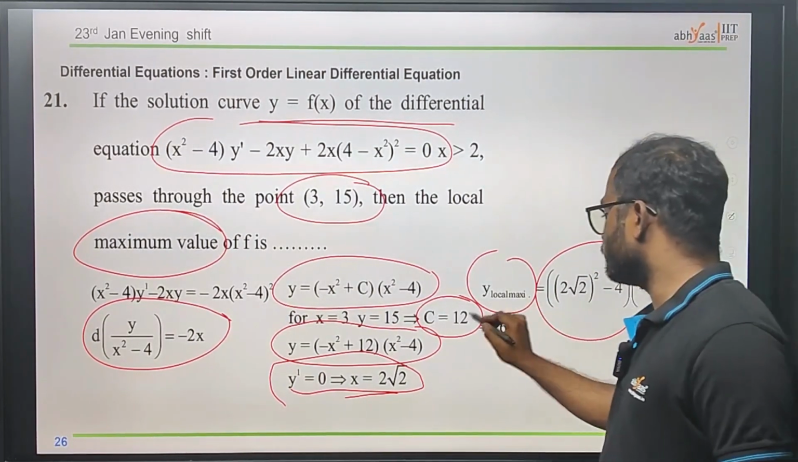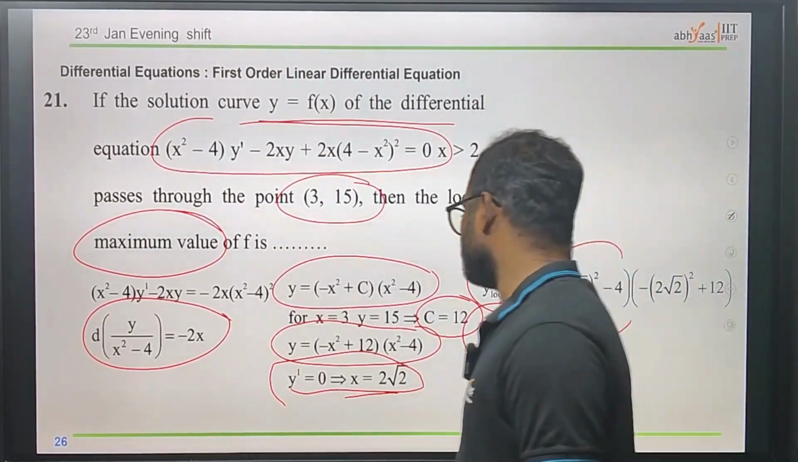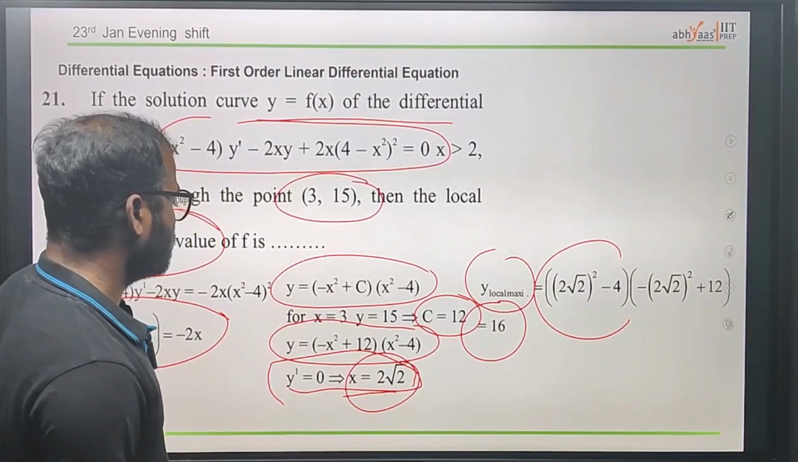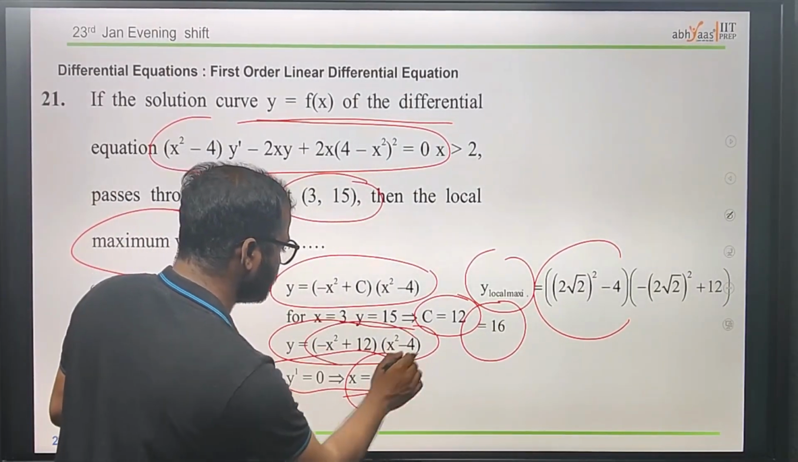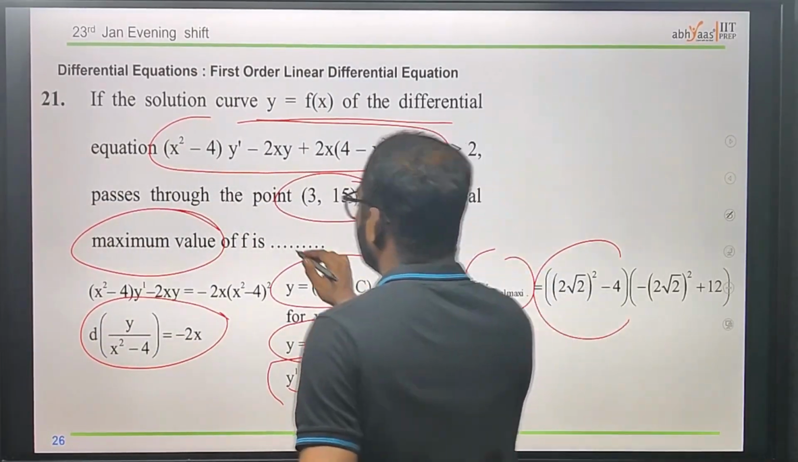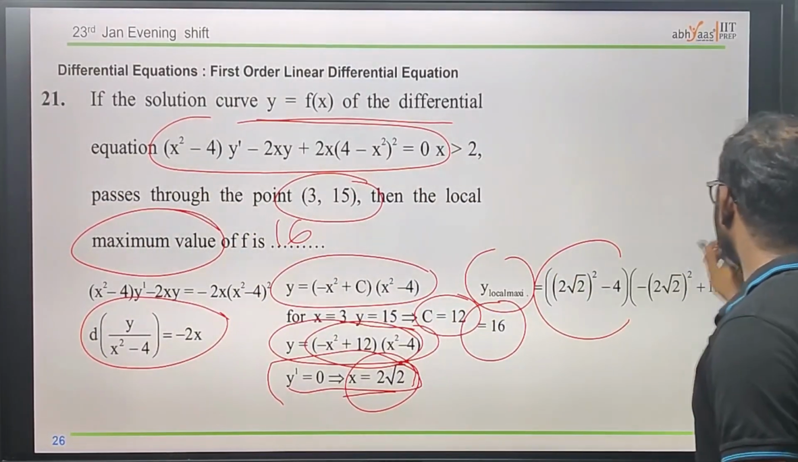Okay, which gives us the local maximum as 16. Here itself we got x as 2 root 2. That's how we substitute those values in place of this one in order to find the local maximum. We got 16 as the answer. That's how we solve it.